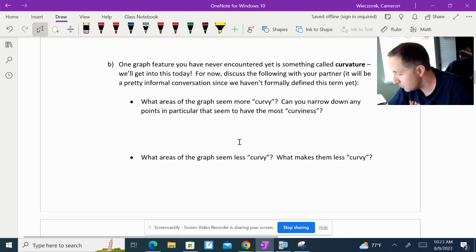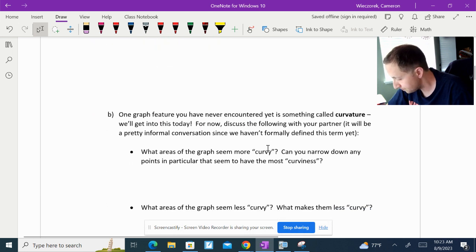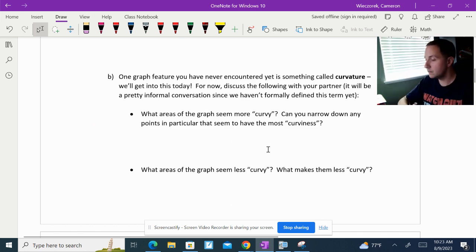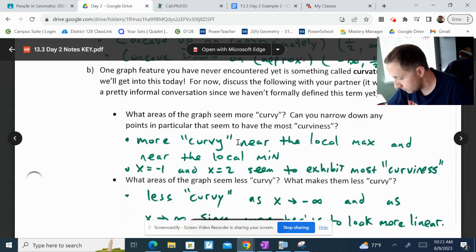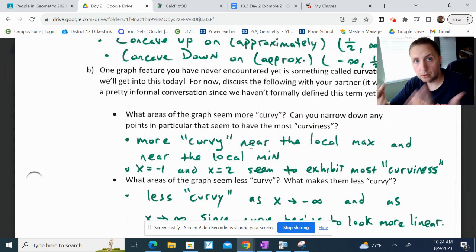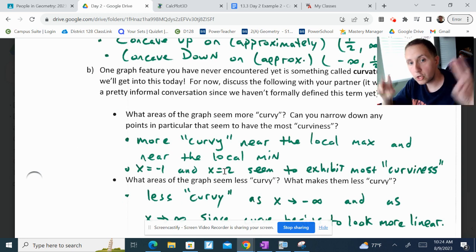So maybe write down a couple thoughts based on that graph you have, and then we'll look and compare with what I was thinking. And then we're going to get into a more formal conversation about this idea of curvature. Okay, so I would say it looks more curvy near those extrema, near the local maximum and near the local minimum. So I would say x equals -1 and x equals 2 tend to exhibit the most curviness.